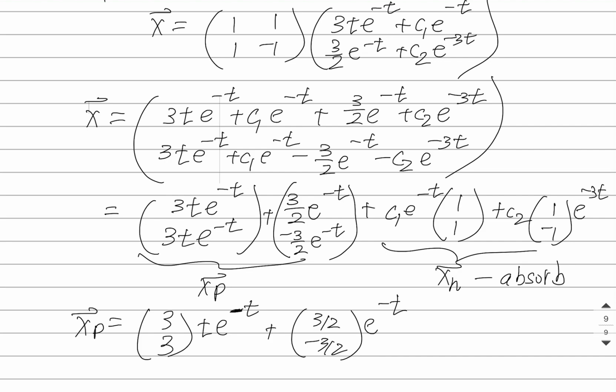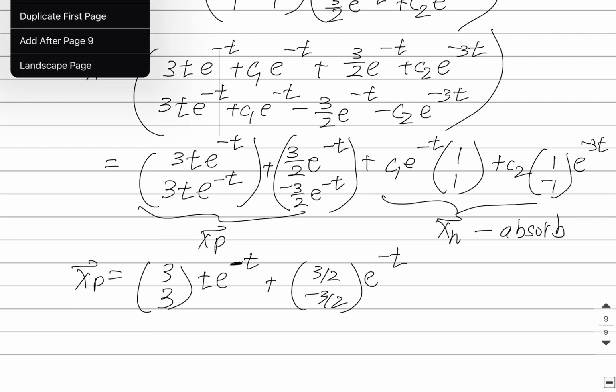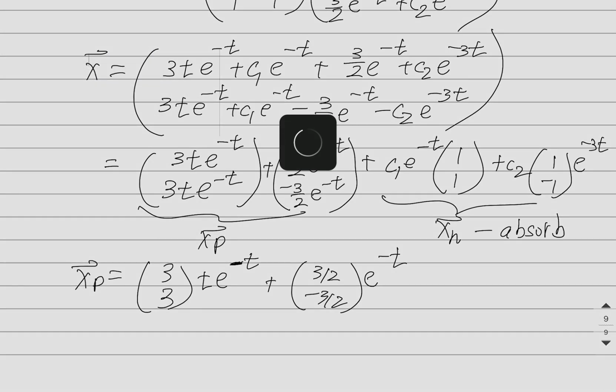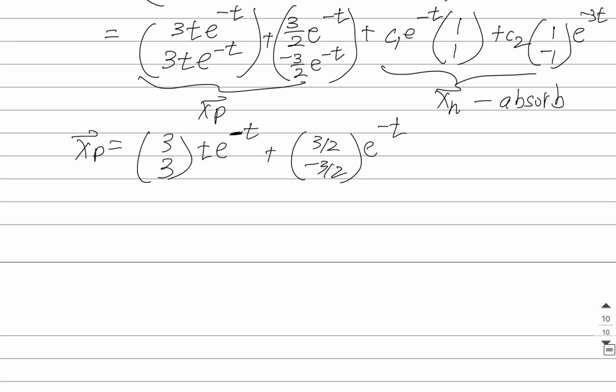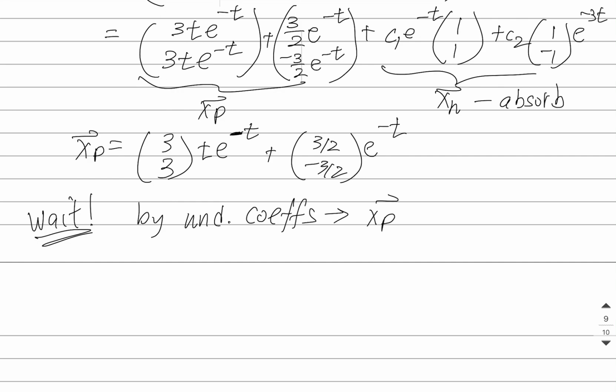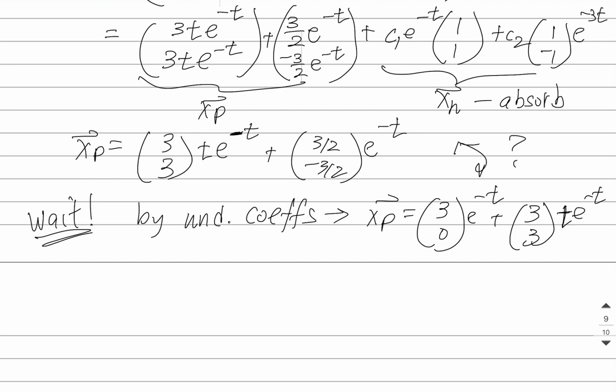Now you might say to yourself, okay, we're done. But if you're paying attention, you might say, well, hold on, wait. Because in the previous problem, when we did this with undetermined coefficients, we found that the particular solution was 3, 0 e to the minus t and this 3, 3t e to the minus t. They don't match. Why don't they match?